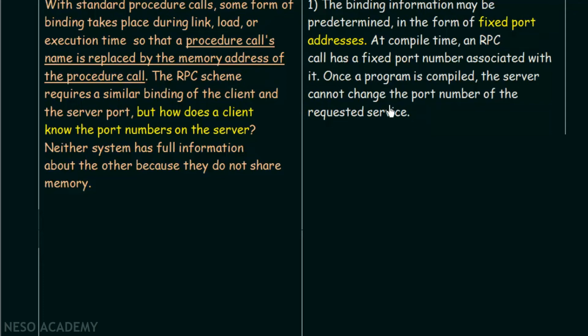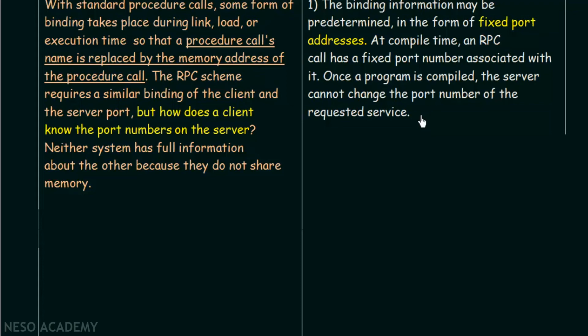So at compile time, an RPC call has a fixed port number associated with it, and once the program is compiled, the server cannot change the port number. So once we have the fixed port number, we can know which procedure to call based on that port number, because the port number is fixed and we can get information about that during the compile time. But this, as you see, is not a very flexible way, because the port numbers have to be fixed. And if for any reason we want to change the port number, we cannot do it because the port number has to be fixed in this kind of system.